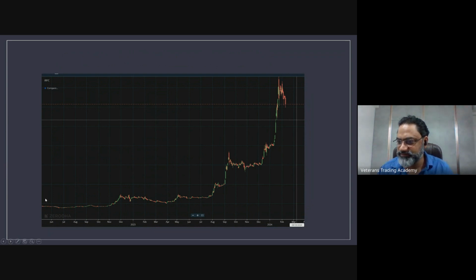So this is just a chart of IRFC, and I'll just show how frequently it has made a continuation pattern. So IRFC was in an uptrend. Thereafter it consolidated for a decent amount of time. Okay, and let's suppose this is the line.